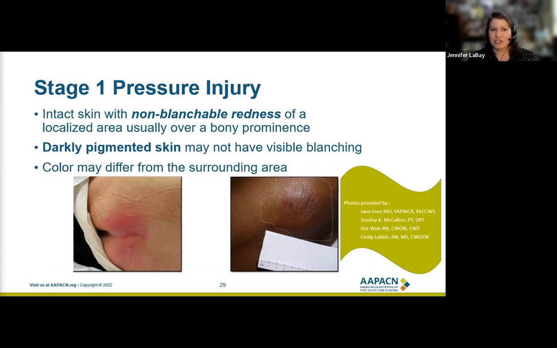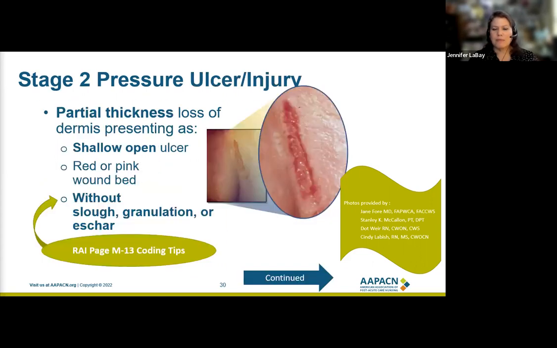Stage 1 pressure injury is intact skin with non-blanchable redness of a localized area. Darkly pigmented skin may not have the visible blanching, but the color may differ from the surrounding area. So this is what a stage 1 would look like on the 2 different skin tones. Then we have a stage 2 pressure ulcer injury.